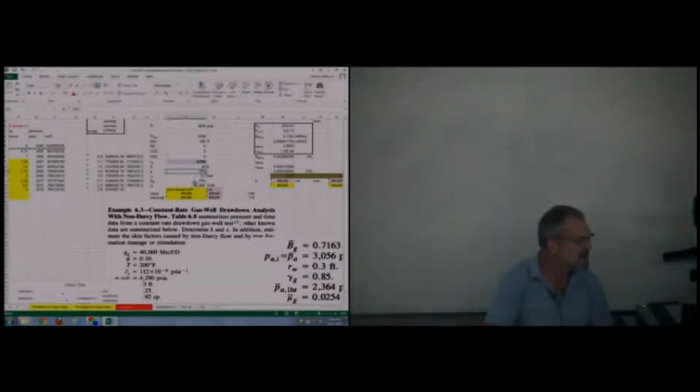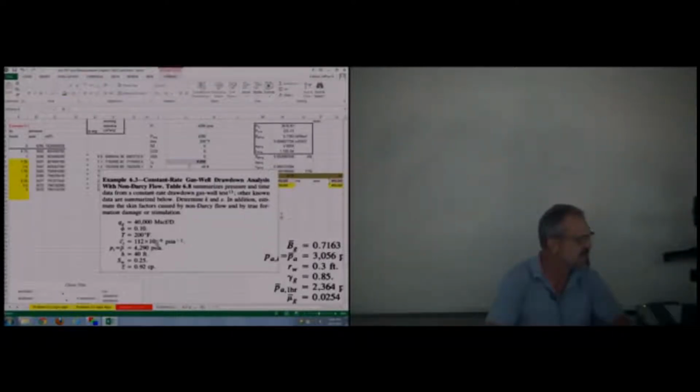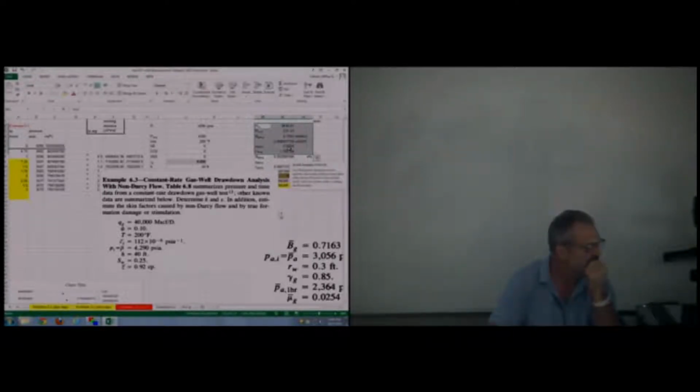Okay. We got the rate in there. We got 10% porosity in there. We got 200 degrees, didn't change. I think all the problems in this textbook are 200 degrees. Now, total system compressibility, this is textbook input, is 112 times 10 to the 6th, and there it is, 1.12 times 10 to the 4th.